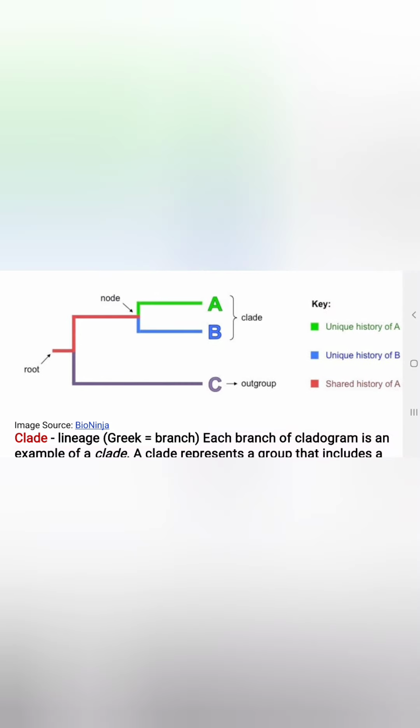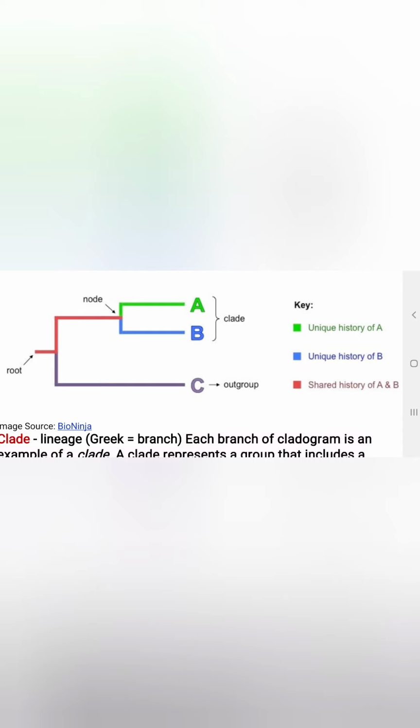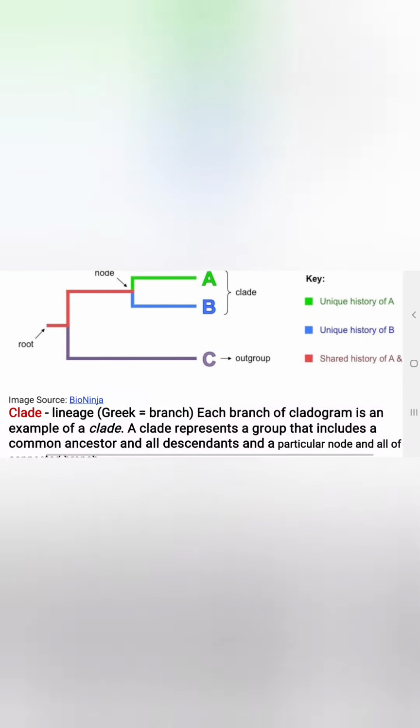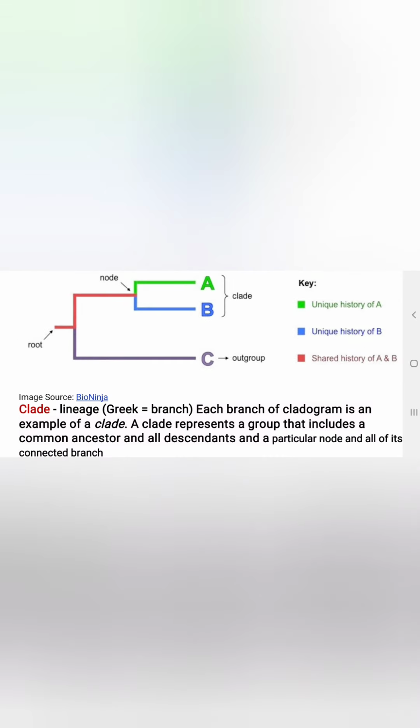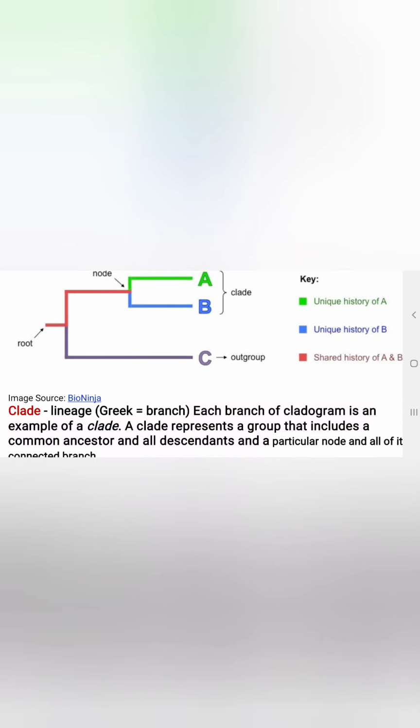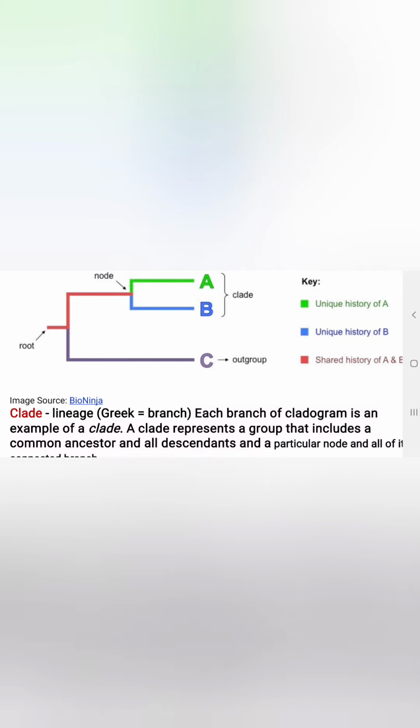So you can see this diagram. It is very important and it is known as a cladogram. It is a family tree or history of an organism. So let's understand these terms more clearly. See, clade is a lineage or branch. Each branch of a cladogram is an example of a clade. Means this branch of a cladogram is an example of a clade.